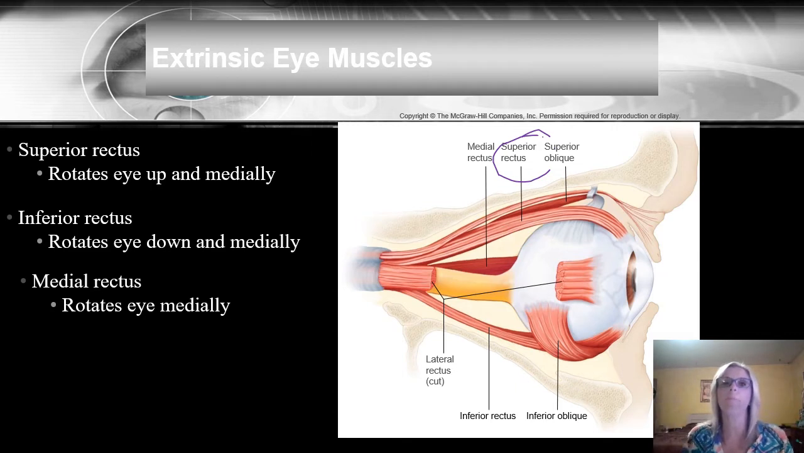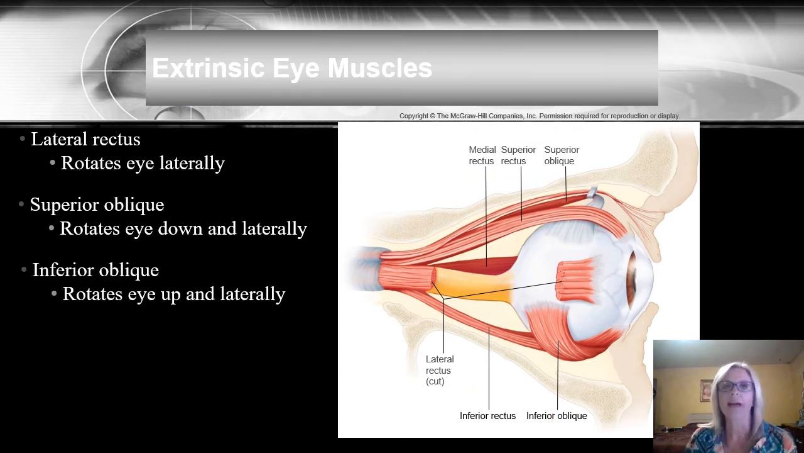Superior means above. So this is one of the muscles above, one of the long flat muscles above that rotates the eye upward and towards the midline. We then have the inferior rectus here, which rotates the eye, inferior meaning below, downward and towards the midline. And then lastly on this slide we have the medial rectus, which is going to be the one towards the middle here, and this is going to rotate the eye towards the midline.